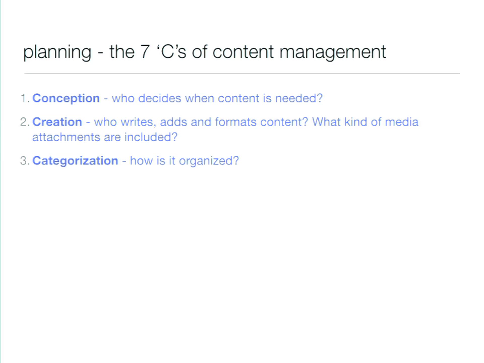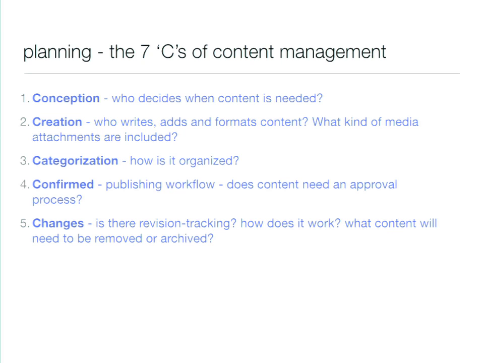How is it organized? If I'm creating a particular kind of content and it's got many different facets attached to it, who decides which tags go with which content? Then how is it confirmed? The publishing workflow, does it need a process where I'm sending it to an editor, I'm sending it back to a subject matter expert who needs to confirm that it's actually correct? And then if things change, how are the changes tracked? Is there a revisioning system, and how does it work? And if we don't need a revisioning system and things need to be archived, where do things go? Do they stay on the site, or is there a place where they stay?